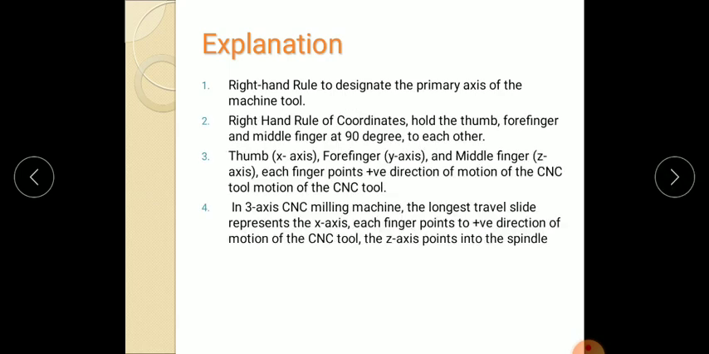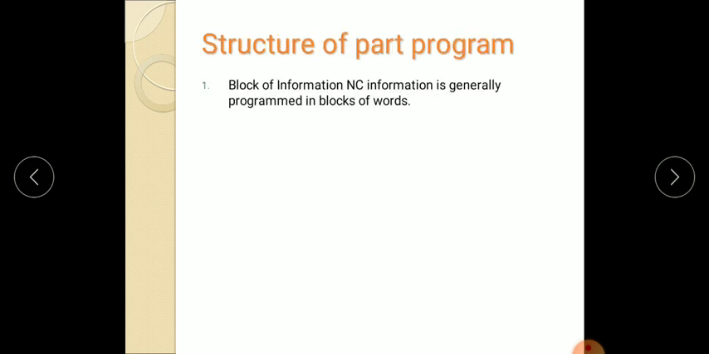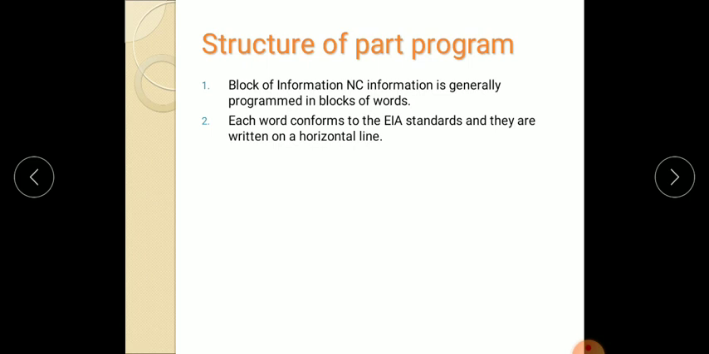This is the expression regarding the right hand rule. Next, structure of part programming. So here, block of information, numerical control information is generally programmed in a block of words. Each word conforms to EIA standards, and they are written on a horizontal line.